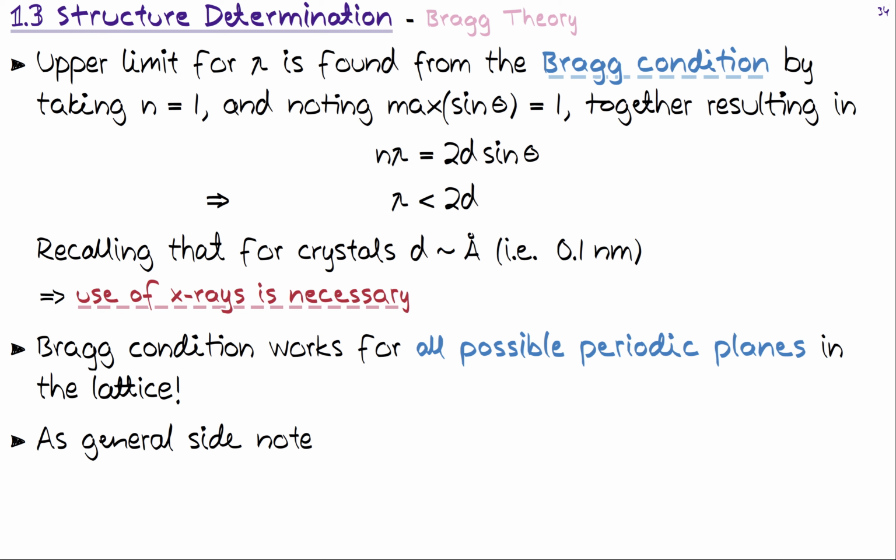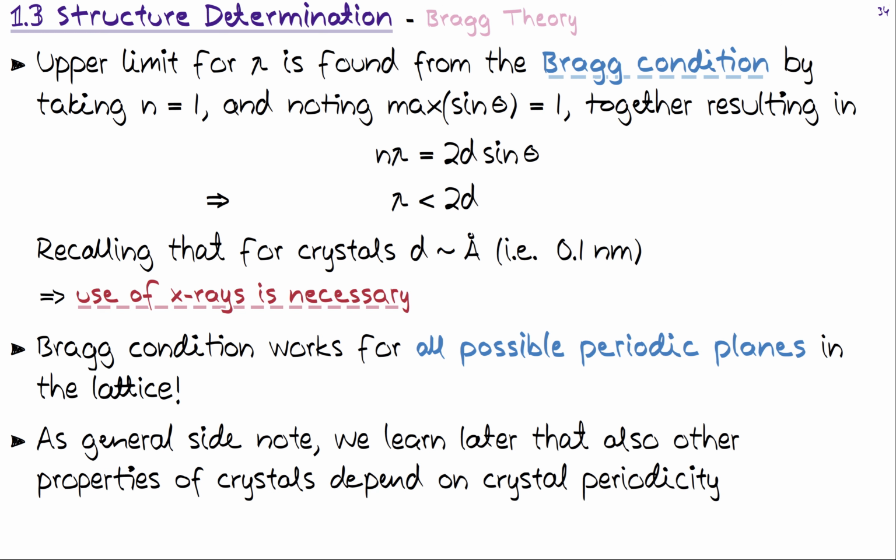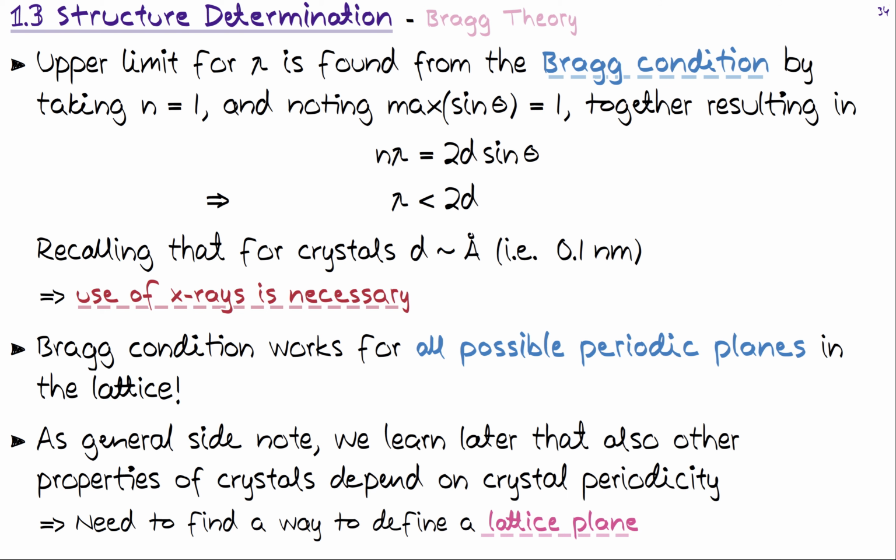As a general side note, later on we will also learn that many properties of a crystal depend on the crystal periodicity. So this is not important only when we are looking into X-ray diffraction, but also when we're looking at, for example, the thermal properties and the electronic properties of lattices. But what we must do next is come up with a way to define a lattice plane, because that's how we can then generalize our treatment from the Bragg theory to the more general Laue description.